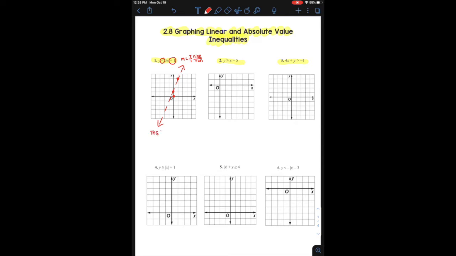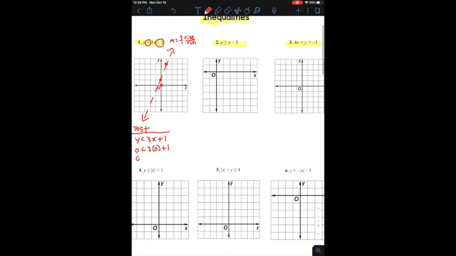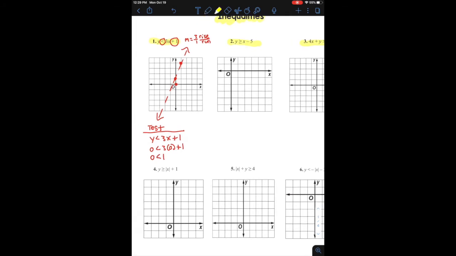Well, our original inequality is y is less than 3x plus 1. So if we plug 0 in for y and x and simplify, we would end up with 0 is less than 1. We have to ask ourselves, is this true? Is 0 less than 1? Yes, it is. Therefore, (0, 0) is a solution, and therefore, the solutions will be on this side of the line. All of the ordered pairs that we are shading right now are representing solutions to that inequality.